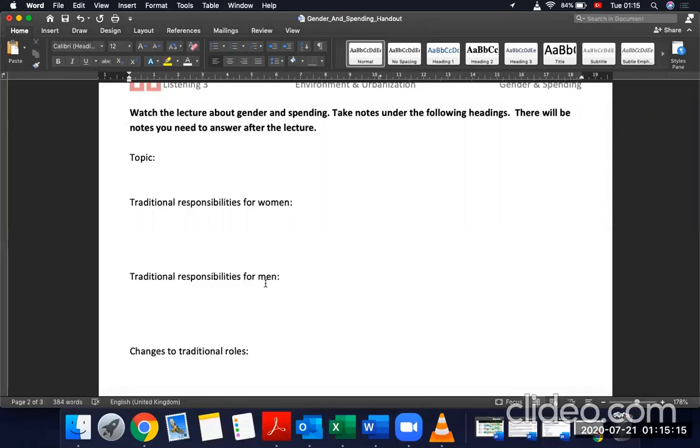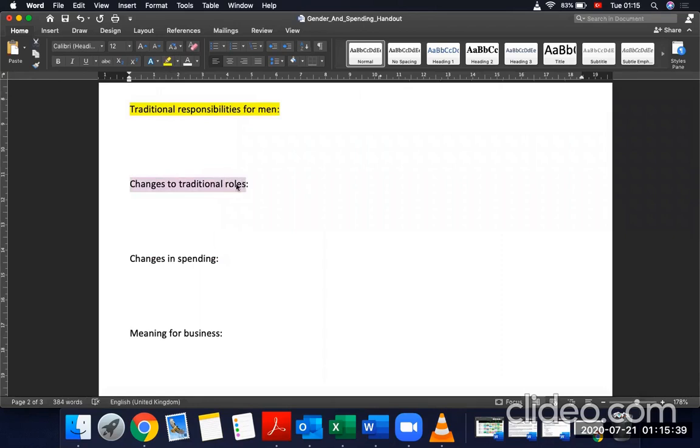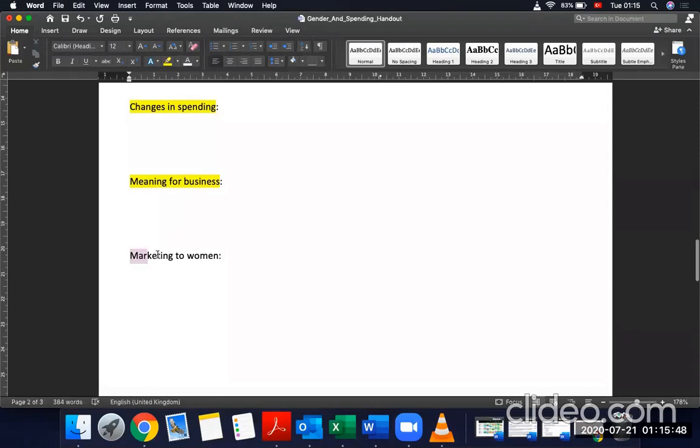Here is the second part of the handout. To do the tasks here, you need to watch the Gender and Spending lecture 2 and take notes under these headings: topic, traditional responsibilities for women, traditional responsibilities for men, change to traditional roles, change in spending, meaning for business, and finally, marketing to women.